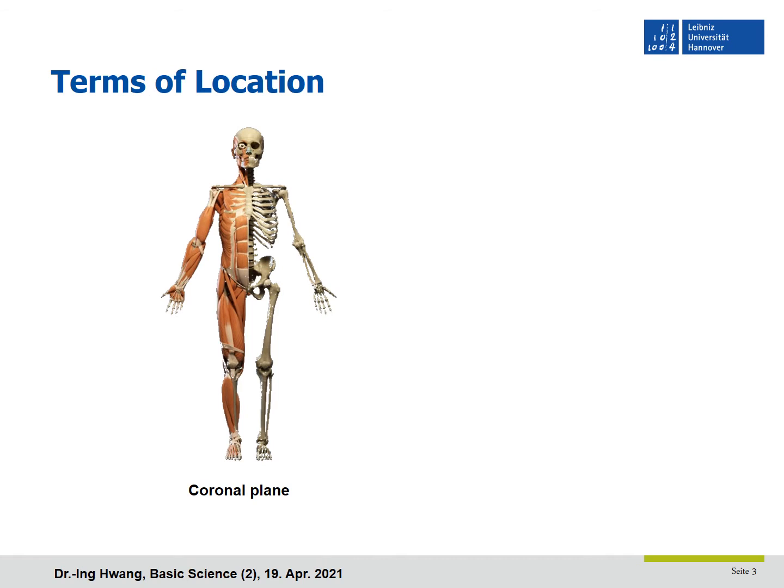Now we start with terms of location. On the left, there is a human body in the standard position on the coronal plane. I will start with the familiar terms superior and inferior. As you see, superior means higher and inferior is lower. These terms are relative. You can use them when you compare the locations of the body parts. For example, the head is superior to the shoulder, the chest is inferior to the neck.